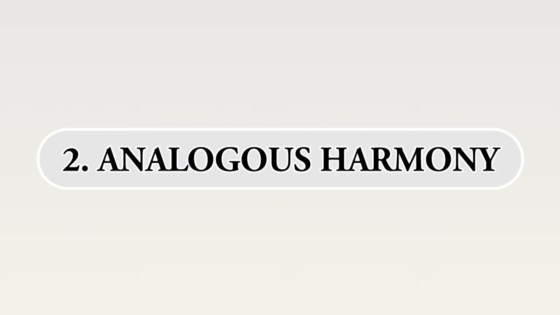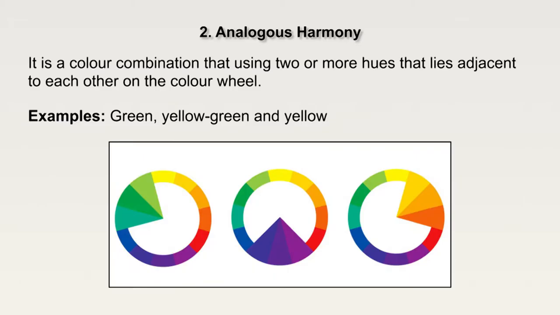Analogous color harmony. It is a color combination that uses two or more hues that lie adjacent to each other or side by side on the color wheel. Examples: green, yellow green and yellow.